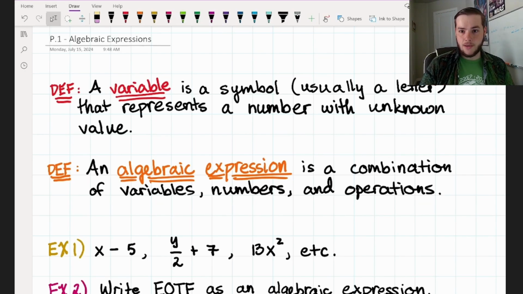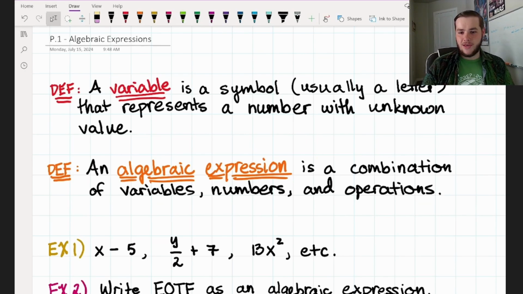One of those being a variable. So when I talk about a variable, typically we'll use a letter that represents some quantity that we don't know, right? And that symbol is the variable. Oftentimes we'll use X or Y or something like that. And an algebraic expression is a combination of variables, numbers, and operations.